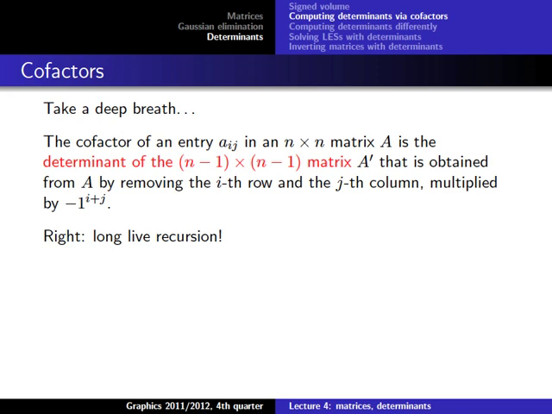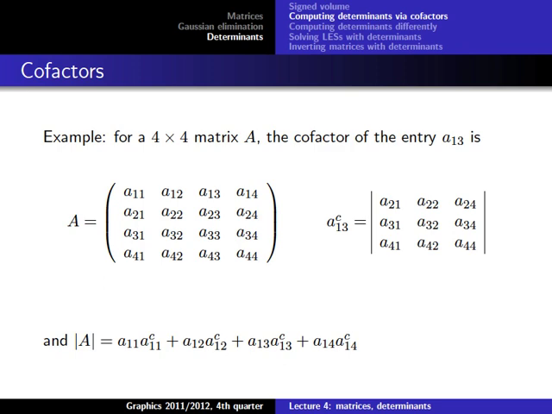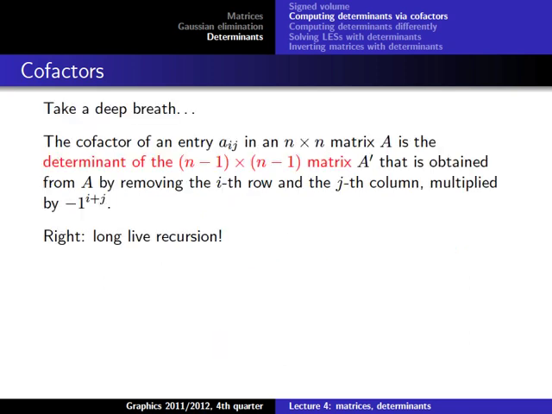So let's look at an example. We have this matrix here. Let's look at the cofactor 1, 3, which means Aij is 1, 3. So that means we look at the first row and the third column, which means we look at this value here. And now if we look here, the cofactor of an n cross n matrix A is the determinant of the n minus 1 cross n minus 1 matrix A dash.